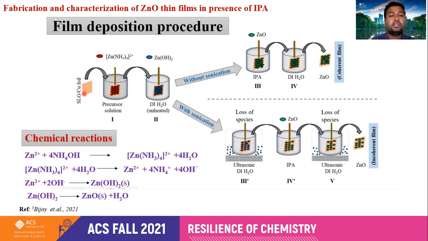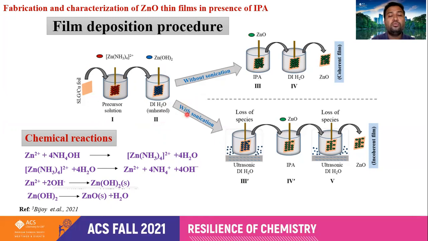The cleaned substrates are then dipped into the precursor solution. Again, they are dipped into the unheated DI water. In that case, zinc hydroxide is formed. After that, two procedures are followed. One is without sonication procedure and another is with sonication procedure.